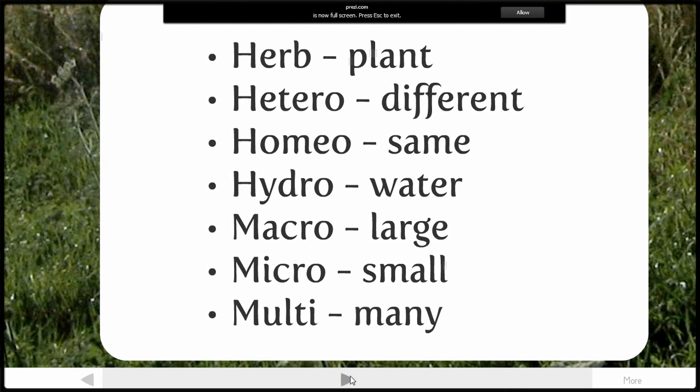Your next block. Herb means plant. Hetero means different. Homo means the same. Hydro means water. Macro means large. Micro means small. Multi means many. Pick 2. Find 2 words. Put those 2 words in sentences. Think about words you know that start with these terms. For example, micro. What have you used in science that starts with micro? Microscope. If you can put microscope in a sentence, you have one sentence done.